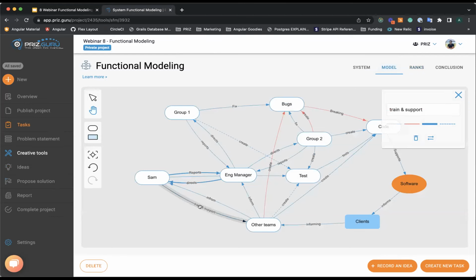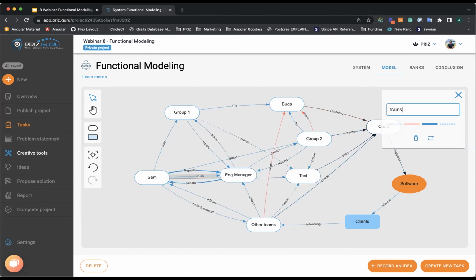If he's doing training pretty well, and he loves to talk, as you can see in this interaction, let him train and support other people as well within the group, right? Train and support, including even the manager. So that would be reporting. Let's do another function here. Trains the manager and so on, right?